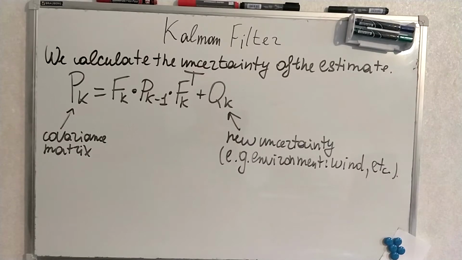We also calculate the uncertainty of the estimate. The covariance matrix Pk shows the uncertainty. The uncertainty is predicted from the old uncertainty with some additional uncertainty from the environment. The new estimate is not final. We have to refine it using the measurements that we took.